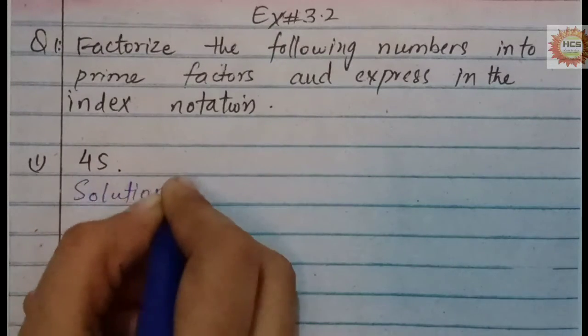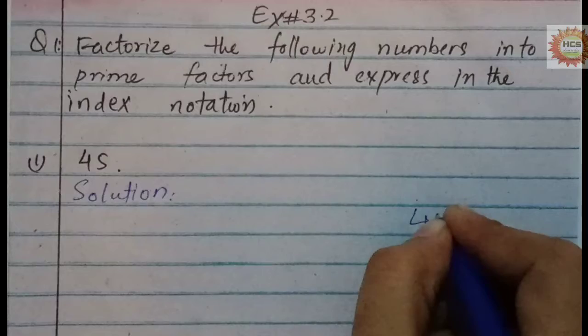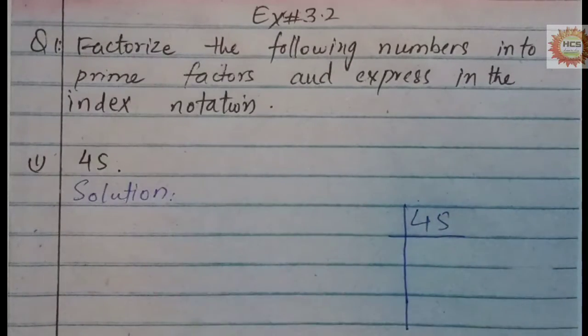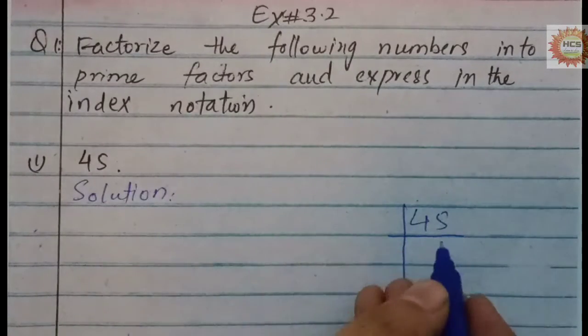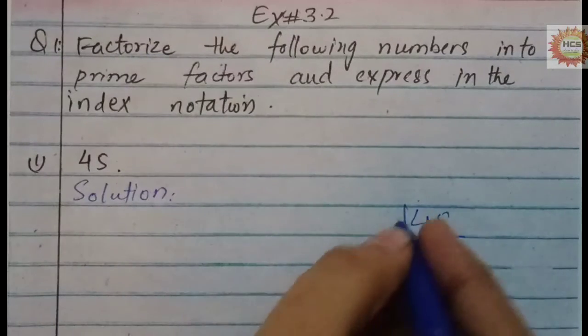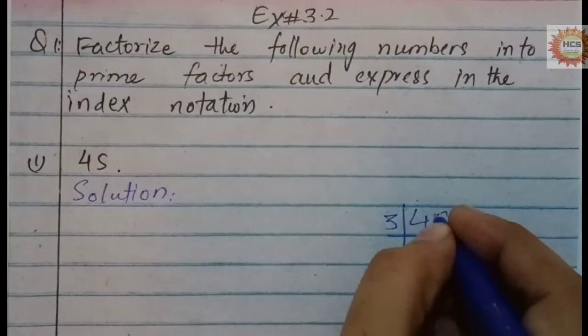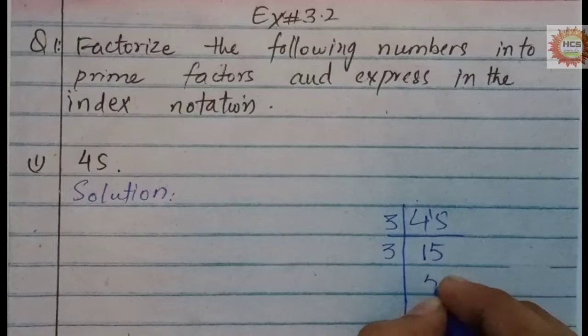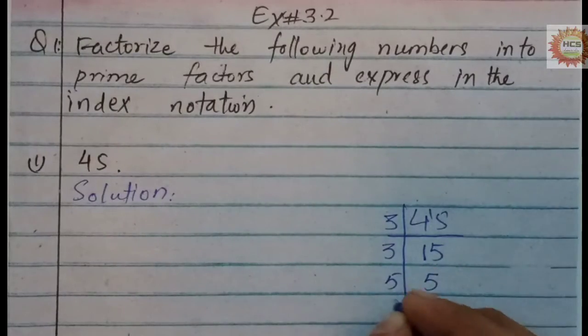So we have a number 45. We will take the LCM of 45 in the rough work. Now here we have 45. First we will divide it by 2. Now the last number is 5. It is completely divisible by 3 or 5 itself. So here we will divide: 3 ones are 3, 1 will be carried, 3 fives are 15. Now here 3 fives are 15 and 5 ones are 5.